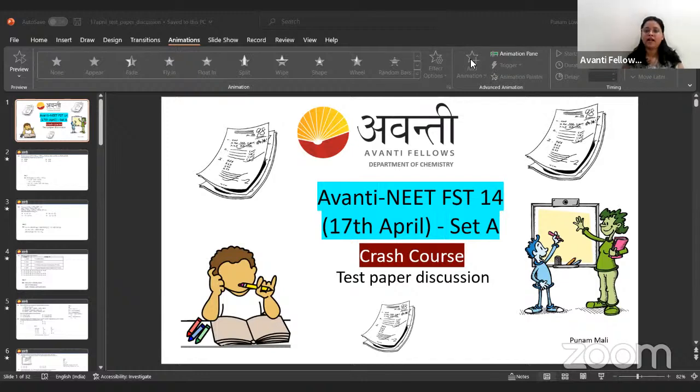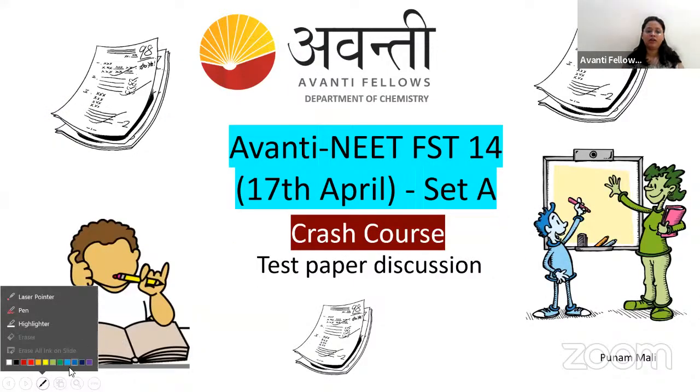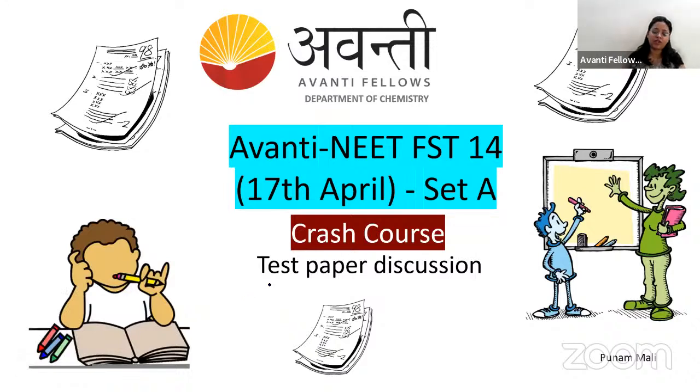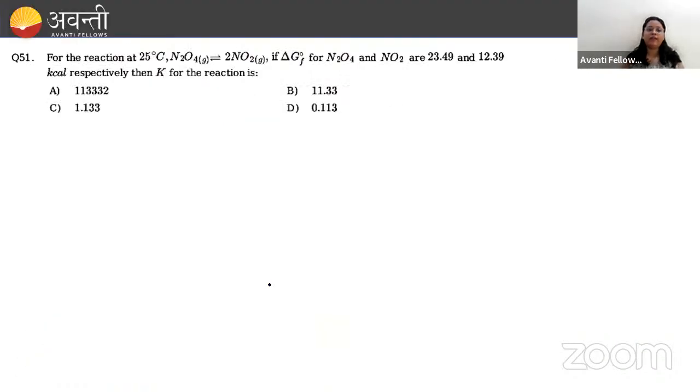Okay. So let's start with today's discussion of the test paper. Let's move on to the paper discussion. So here we are going to start from the first question itself. For the reaction at 25 degrees Celsius, we were given the reaction N2O4 converting into 2 NO2.